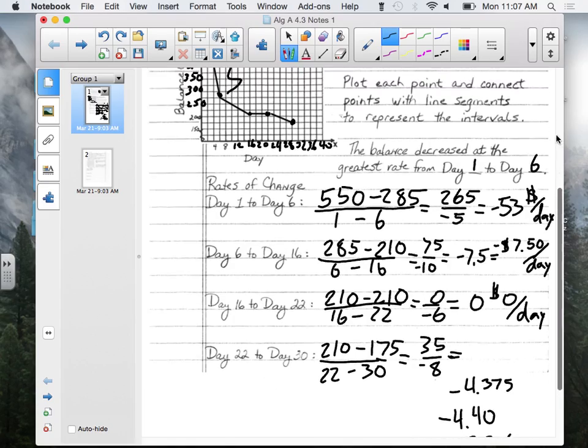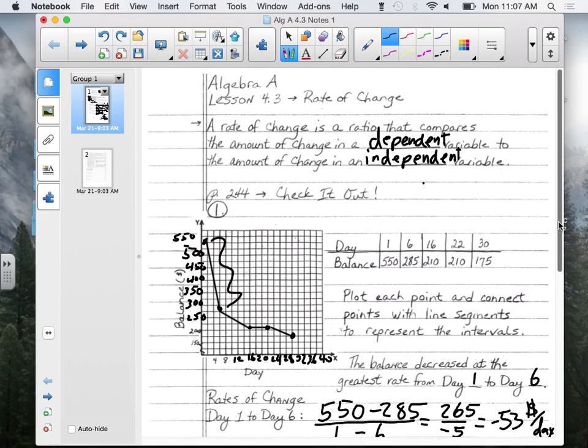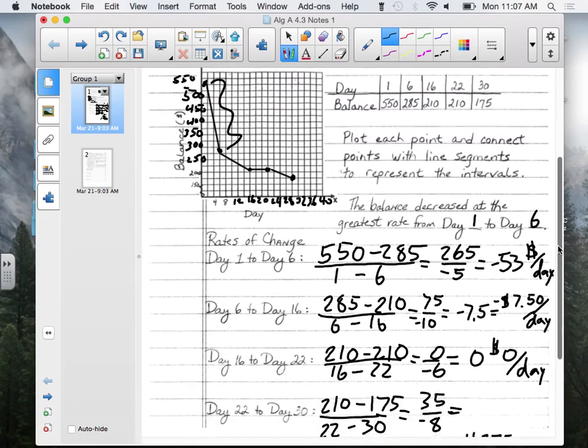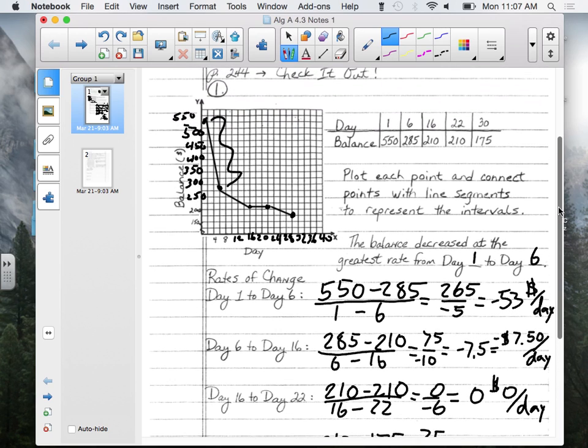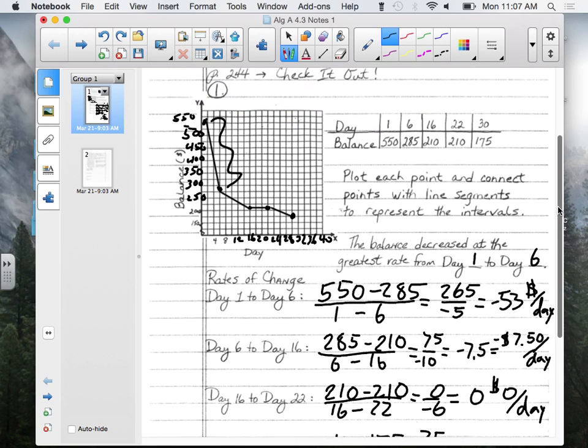All right, so what we just found, if this thing wants to cooperate. Okay, so we just found the rates of change for each of these intervals. So the first one, it was minus $53 a day. The second one, negative $7.5 a day. The next one, 0. And then the last one was minus 4.38.